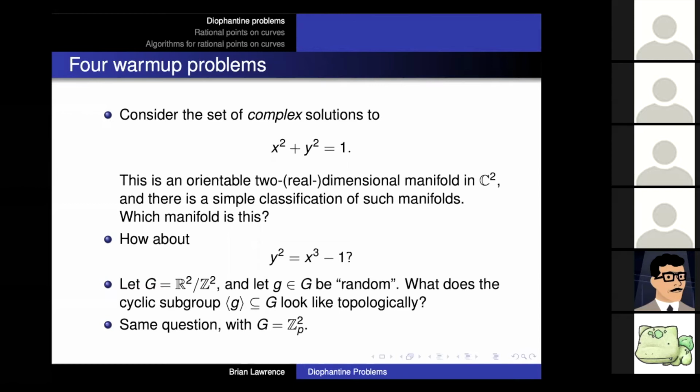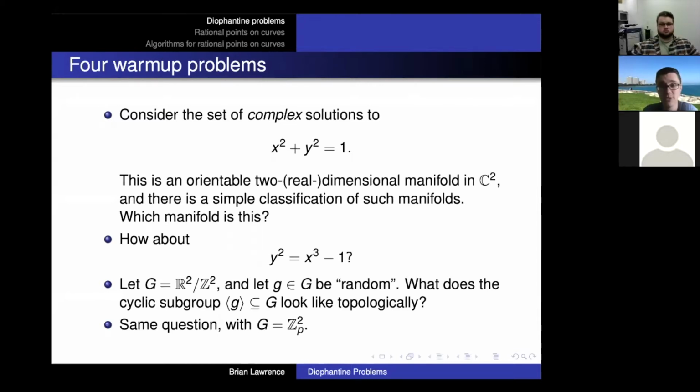I'm going to start with a few warm-up problems, so if you get bored or lost during the talk, you have something to think about. The first two are related to the topology of complex algebraic varieties. Suppose I consider two-dimensional space over the complex numbers, which is of course really four-dimensional space. And in there, I can look at the set of solutions to some equation, like for example, x squared plus y squared equals 1.